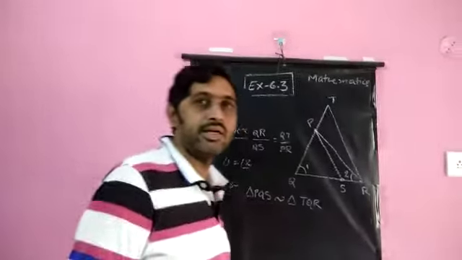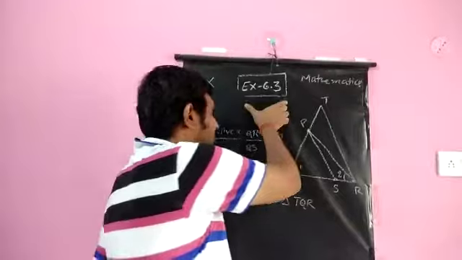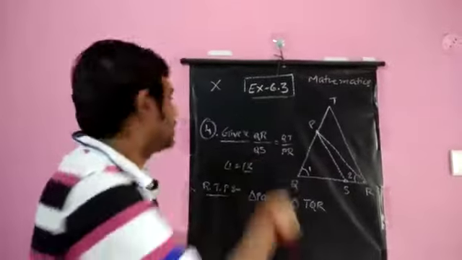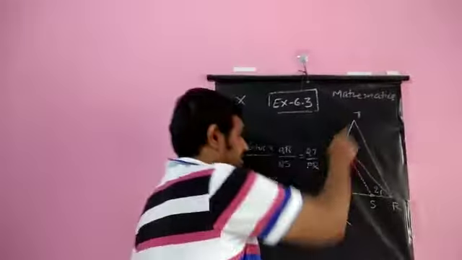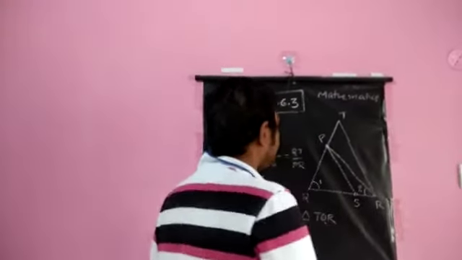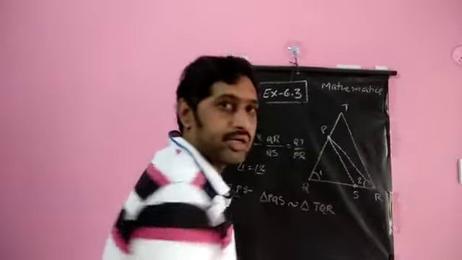Class 10 mathematics, the chapter that is going on is Triangles. In Exercise 6.3, in this video you can start from question number 4. In question number 4, the diagram given here is this one. Triangle TQR, where P is a point on the side TQ and S is a point on the side QR.